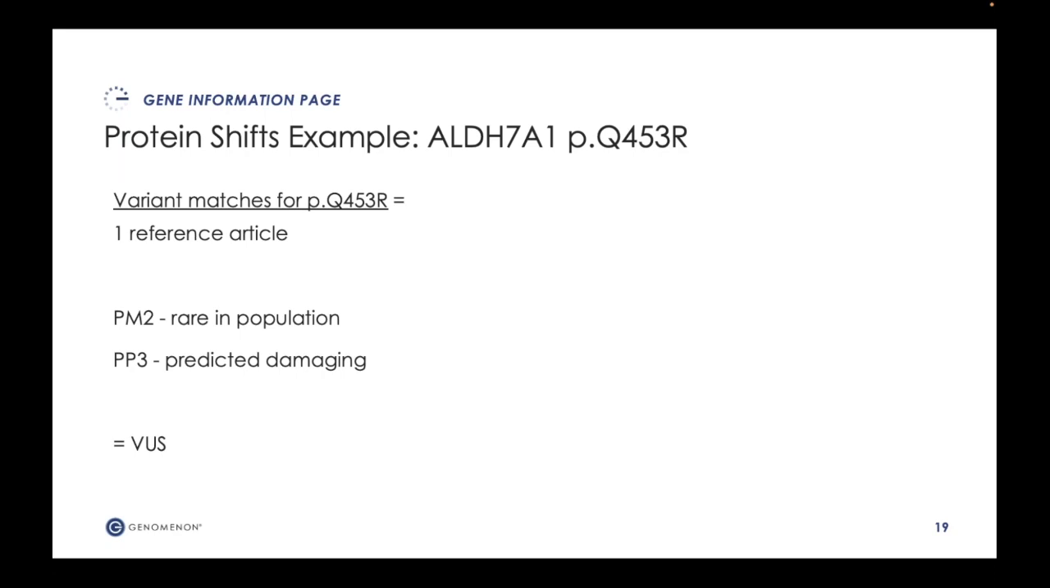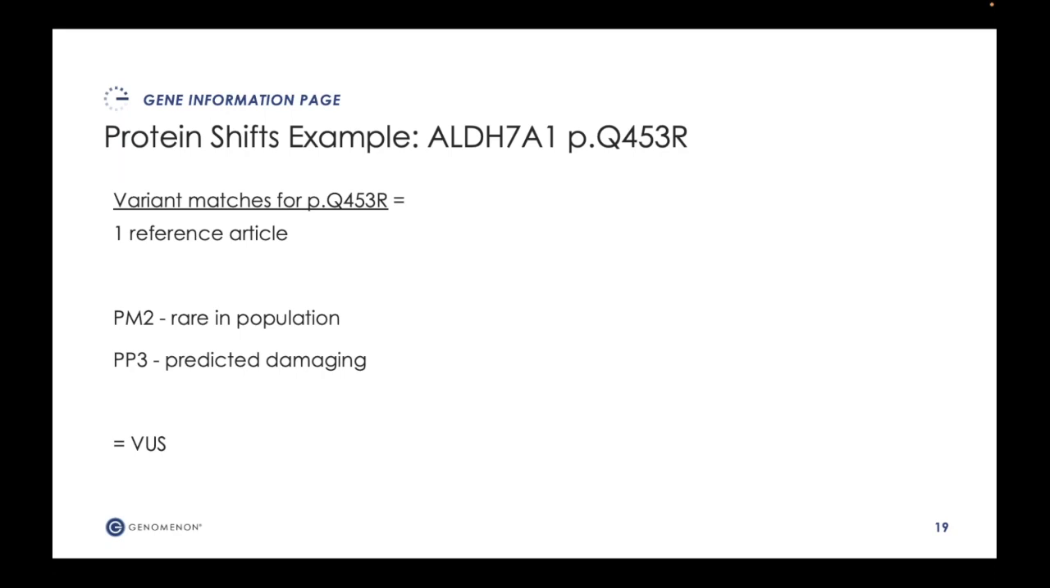To begin this example, let's all pretend that we don't have Mastermind available for our use and that we're performing this search on our own. So for this particular example, we're curating for the gene ALDH7A1 and the variant p.Q453R. When I search for this one variant description, I only get one reference article with no additional information. This leads to a VUS interpretation with only population and computational data supporting that curation.